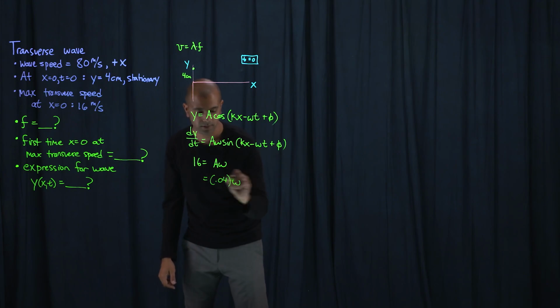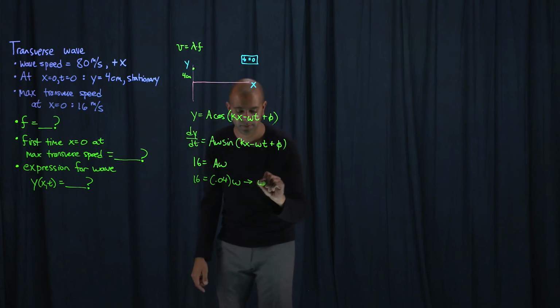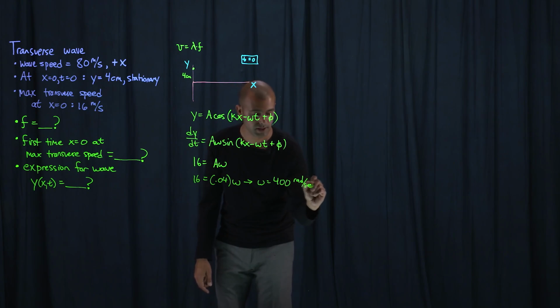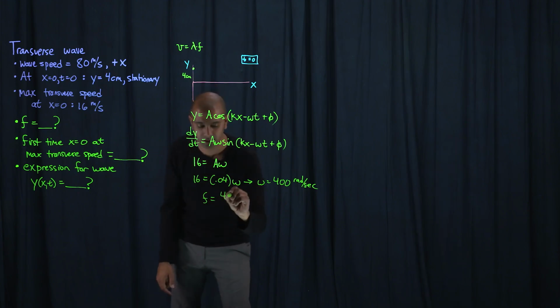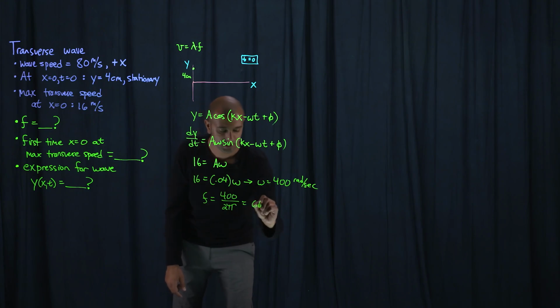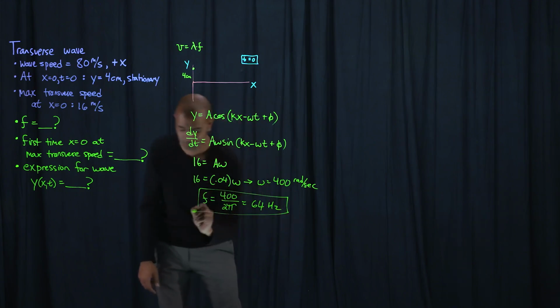So plugging that in, we find that the angular frequency is 16 over 0.04, which is 400 radians per second. And then you can use that to easily get the frequency in hertz, which is just that guy divided by 2 pi by definition. And that'll give you 64 hertz. All right, so that's the answer to the first part of the question.